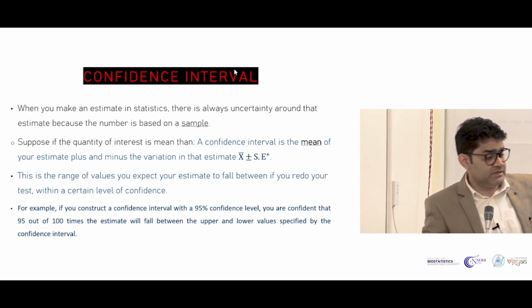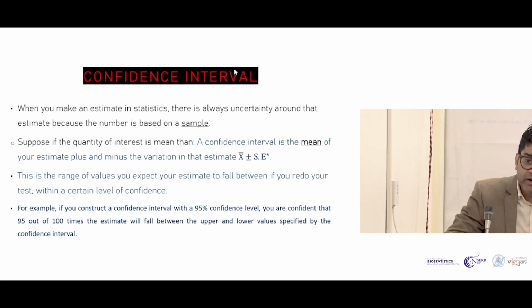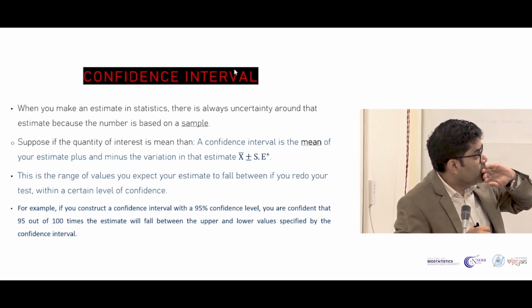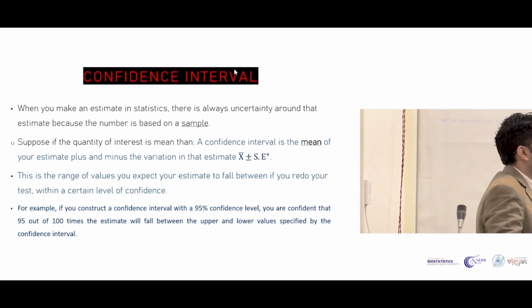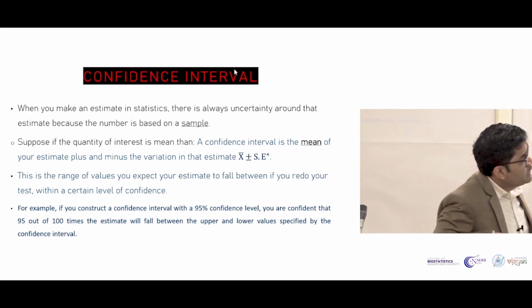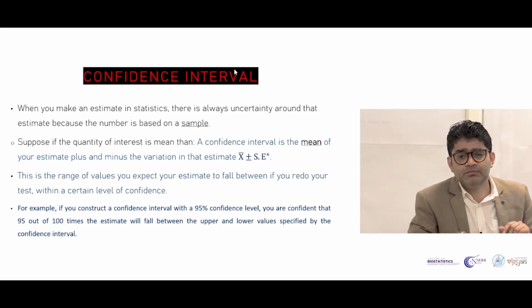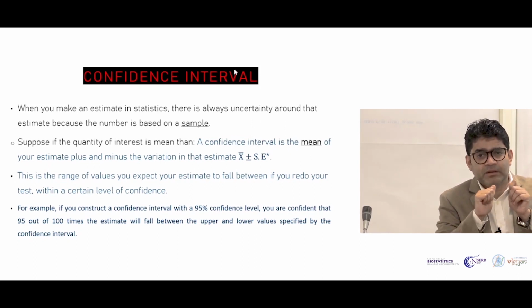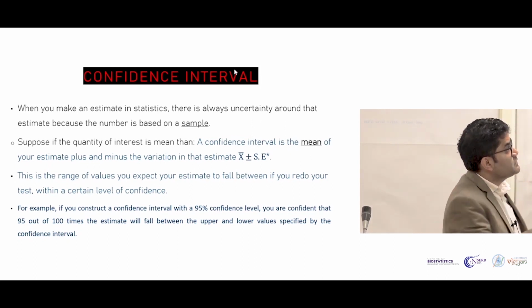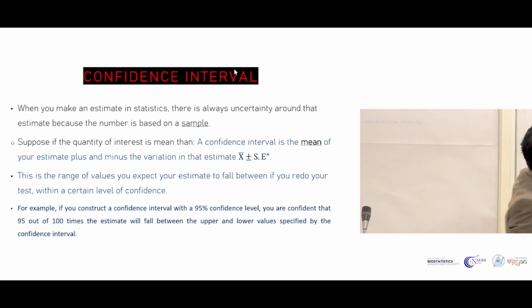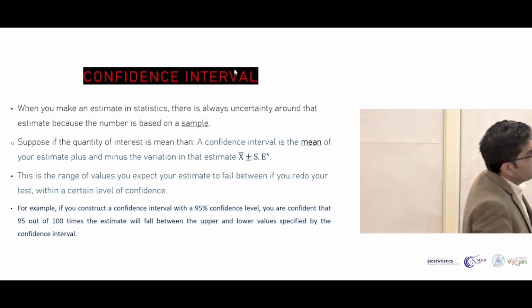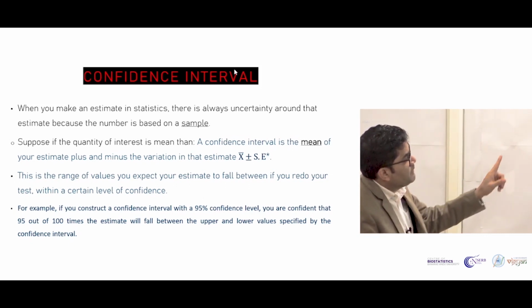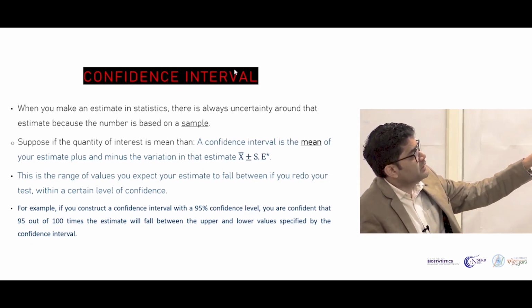You would try to generalize your finding. So whenever you are doing a sampling, there will be some amount of error. So we want to reduce that error, or rather we want to put more emphasis on our estimate, how to make it a little bit more reliable. So we try to do this using confidence interval. Suppose the quantity of interest is mean, then a confidence interval is the mean of your estimate plus minus the variation in that estimate.